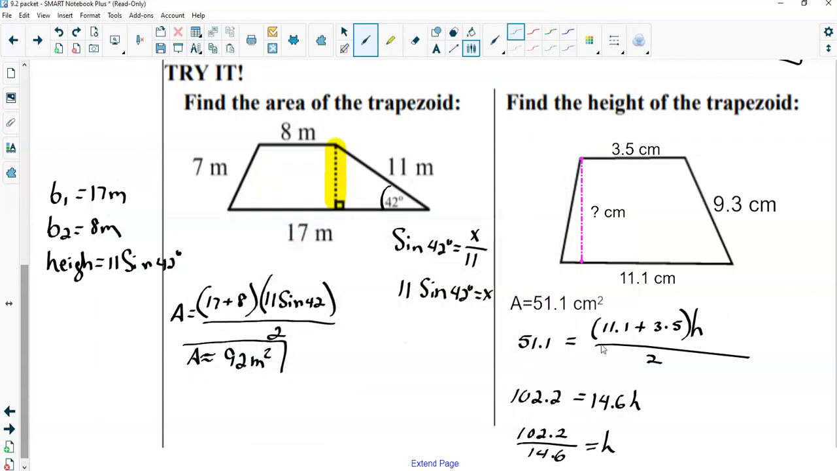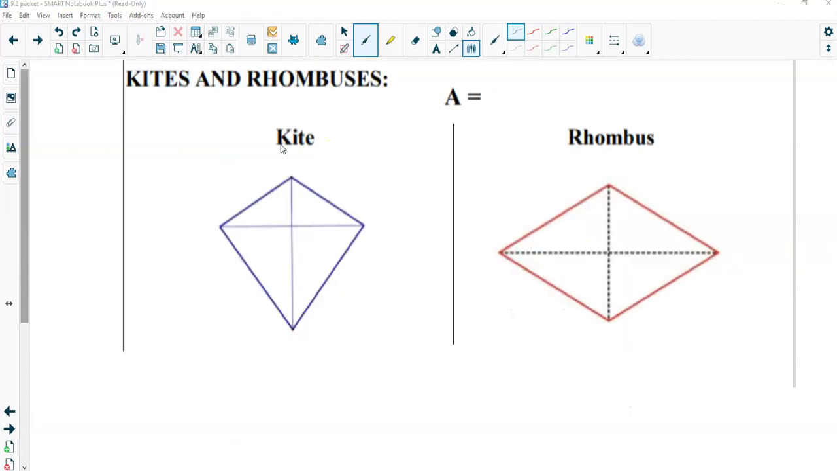That's 7. So the height is 7 centimeters. There we go. Pretty neat. Okay, next in line we have the kites and the rhombi, or the rhombus, right? The formula for that is diagonal 1 times diagonal 2 divided by 2, or half of diagonal 1 times diagonal 2. Okay, that's the formula.